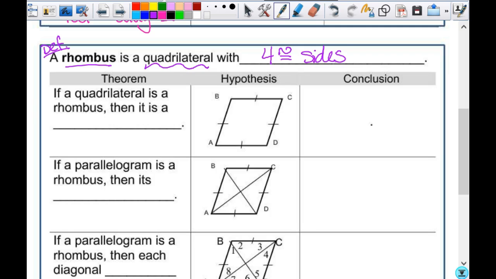All right, so a rhombus kind of looks like a square that's been stepped on, kind of slanted, right? So this says if a quadrilateral is a rhombus, then it's a blank. All right, so all four sides are congruent. Are both pair of opposite sides congruent? This is one pair of opposite sides, they're congruent. These are congruent because everything's congruent, right? So if both pair of opposite sides are congruent, what does it have to be? A parallelogram.